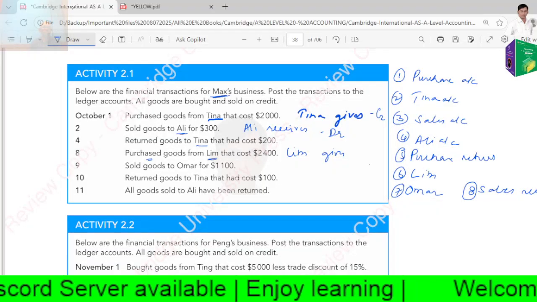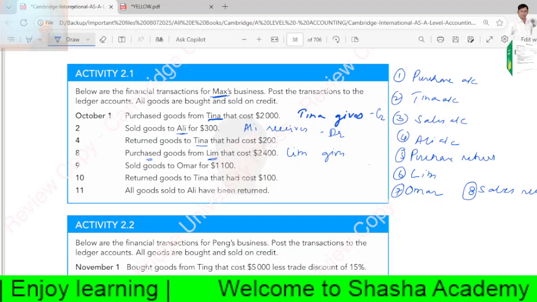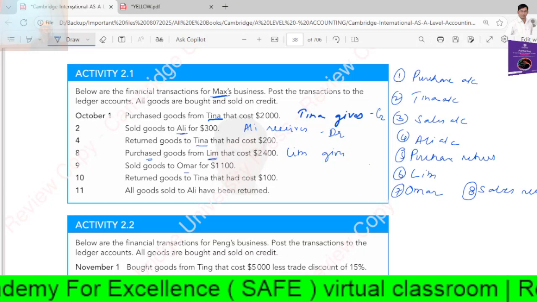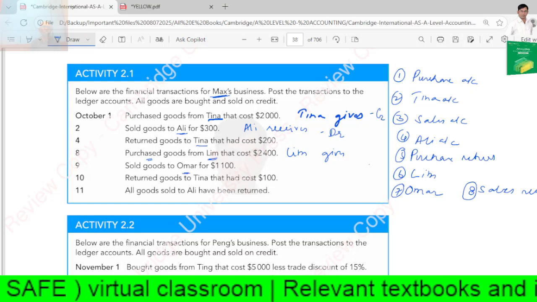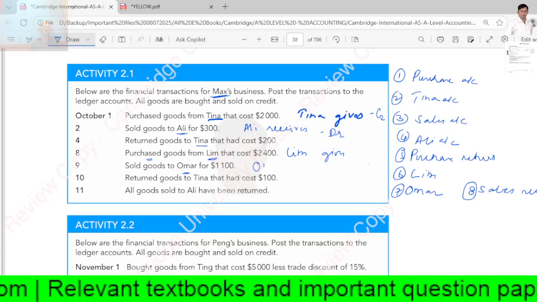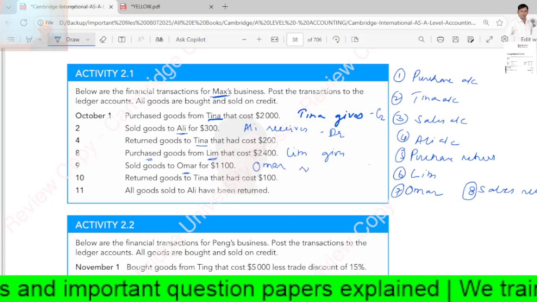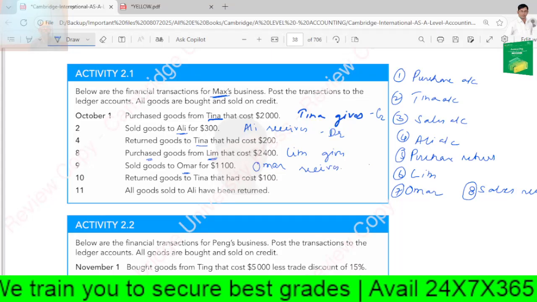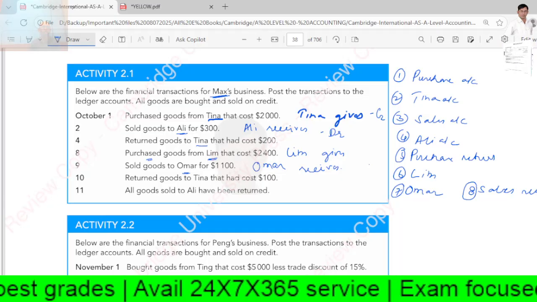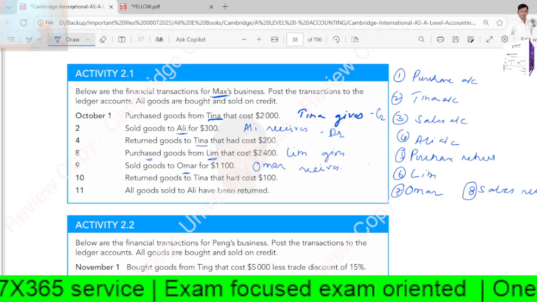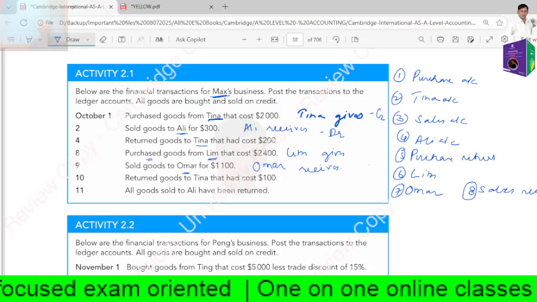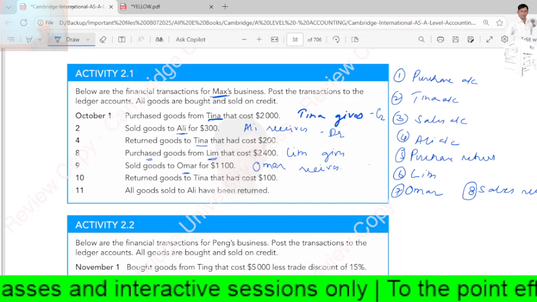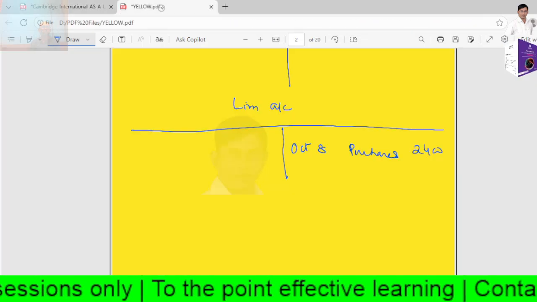So then sold goods to Omer for 1100. Sold goods to Omer. So when we sell, obviously Omer will receive. So Omer is the receiver. Omer receives, so Omer account will be debited. Debit the account that receives, right? So Omer account will be debited and sales account will be credited. Sales account is already there. So we have to prepare Omer account and we have to write in sales account.